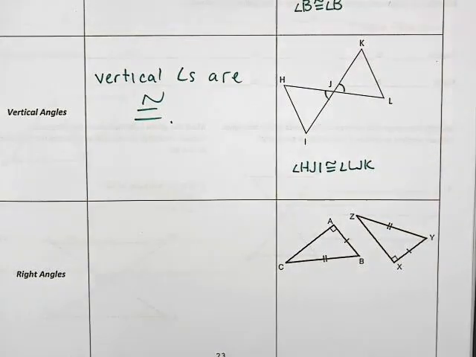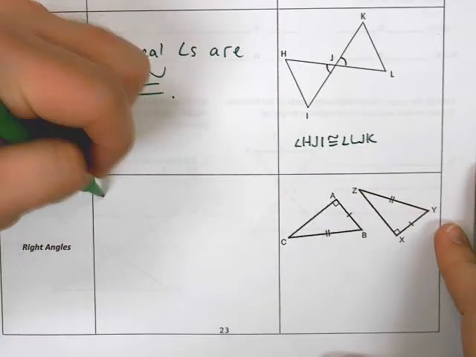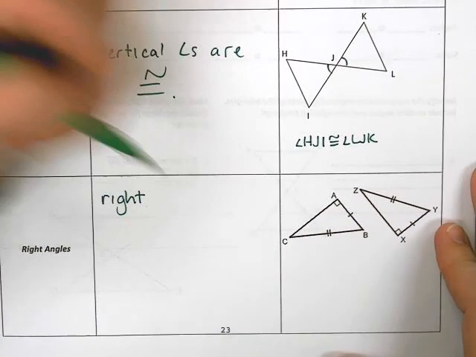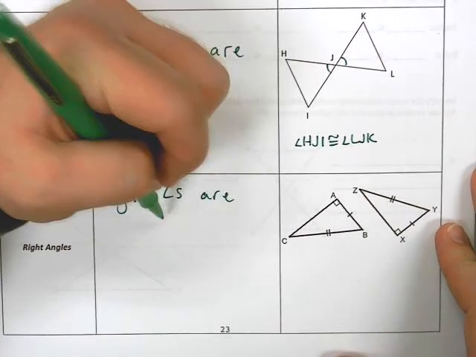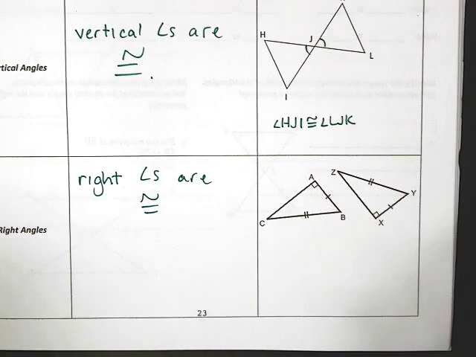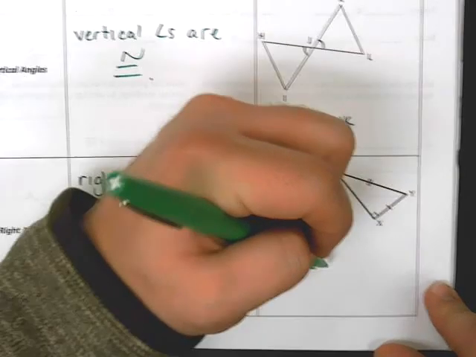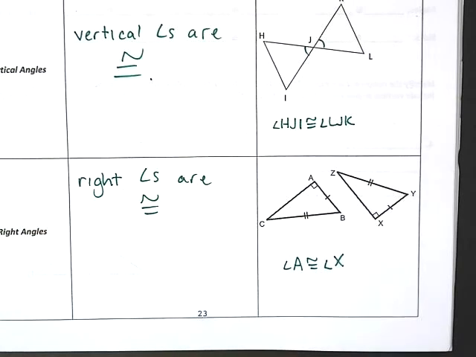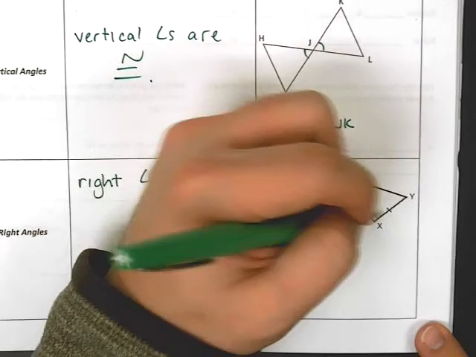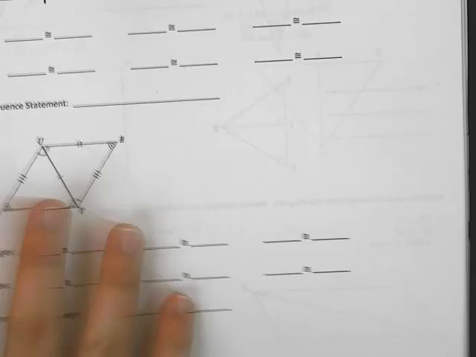Alright. The last one, I don't know if we've really talked about it, but this one should be pretty straightforward. Just like vertical angles are congruent, right angles are also congruent. Okay, so we know that right angles are always 90 degrees, so if I have two angles that are 90 degrees, then of course they are going to be congruent. So what can I say? Angle A is congruent to angle X. Alright, right here. Okay, we're getting there. Let's do some practice and then we'll call it.